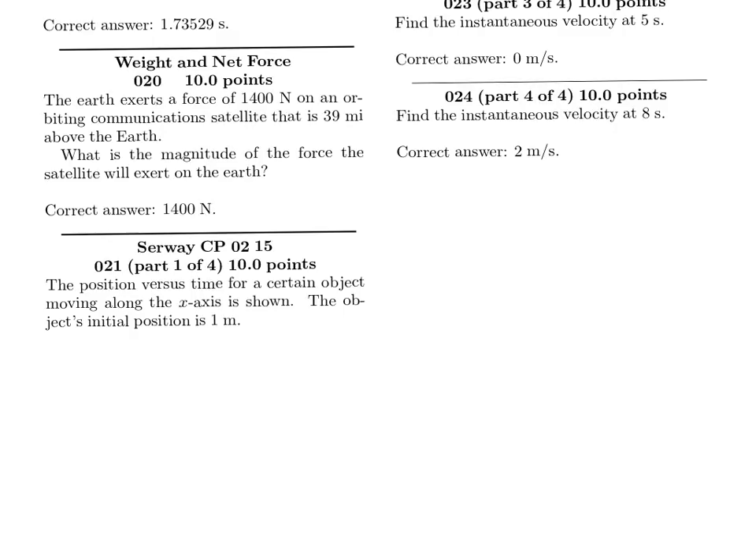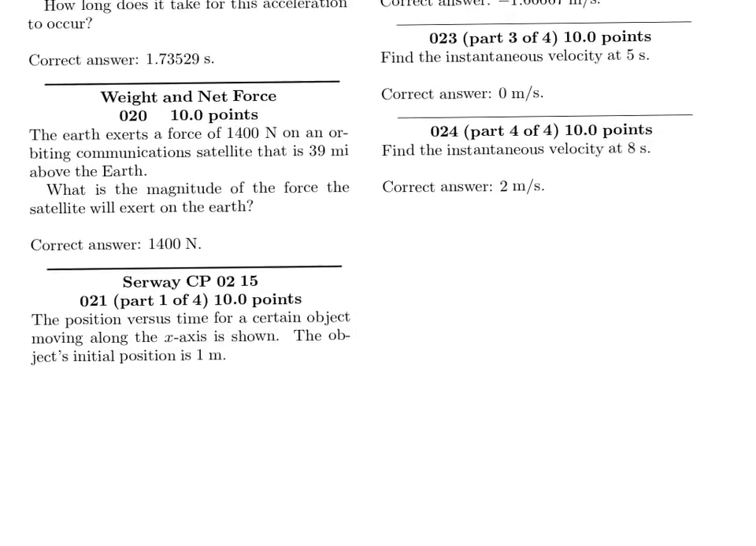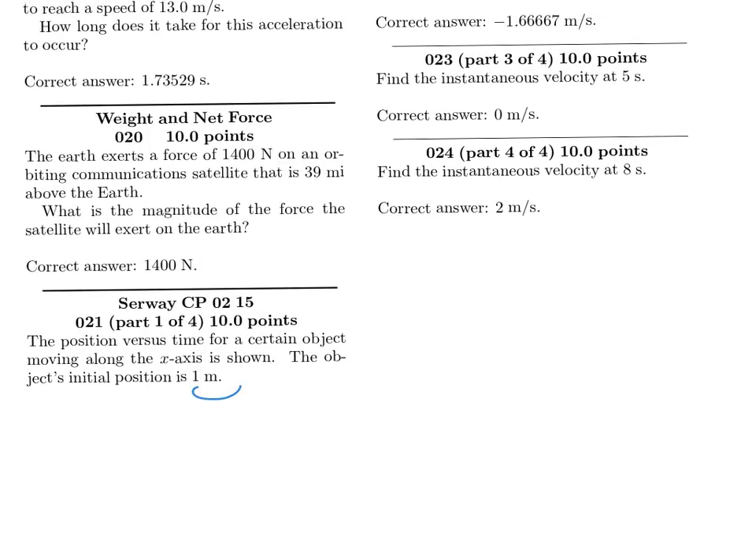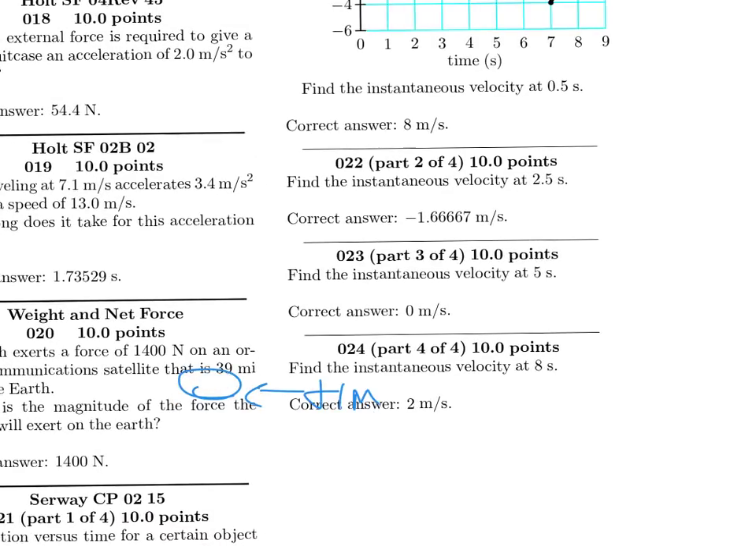Moving along the x-axis here, the object's initial position is 1 meter. Now just be careful with that. Whatever displacement you end up calculating, make sure you add this back to 1 meter, okay? Because otherwise all your answers are going to be off by 1, or whatever your number is, because mine is different from yours. So let's see here. So let's look here.